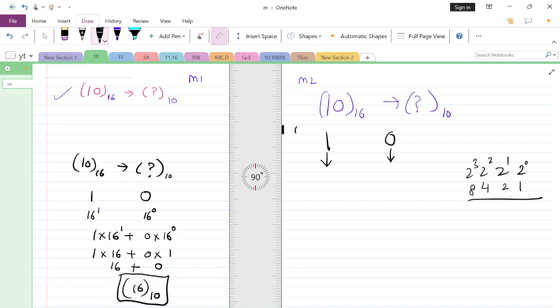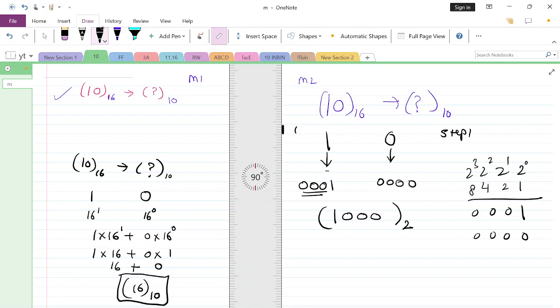So this is step 1, right? Which number will give me 1? Only this. The rest of the weights are 0. So this is the code for 1. Which number will give me 0? None of these weights add up to 0, so it will be all zeros. So 4 zeros, 4 bits, right? Combine this into a single binary number. You can omit the leading zeros: 1, and how many zeros this side? 4 zeros.